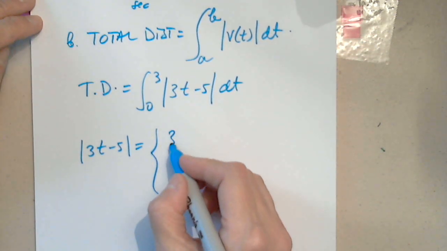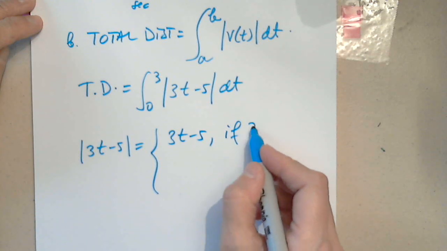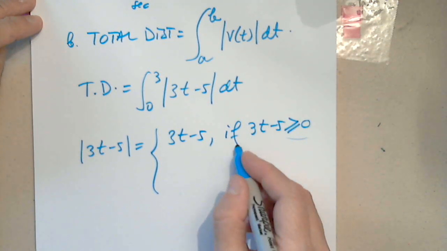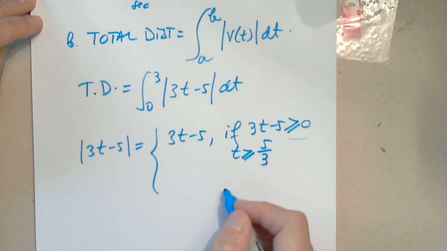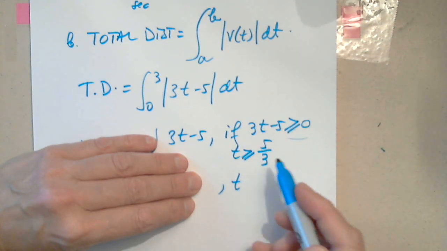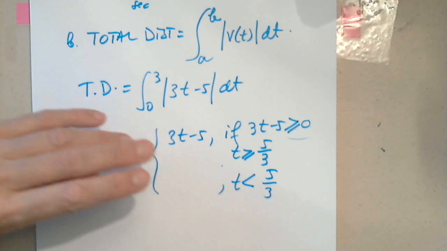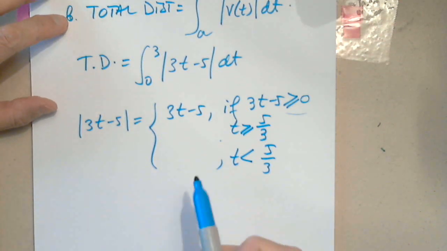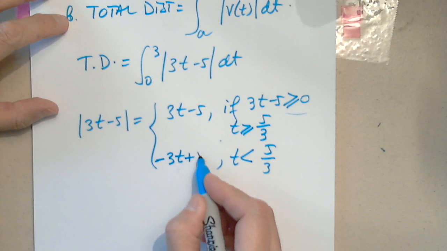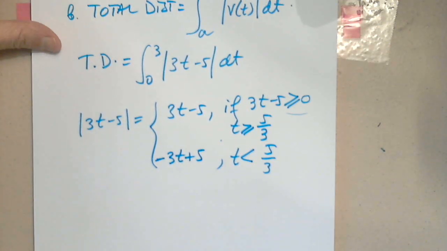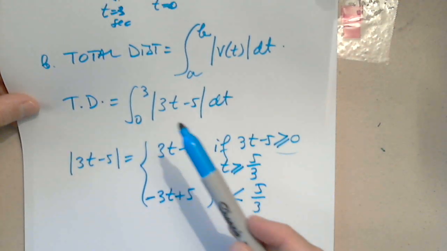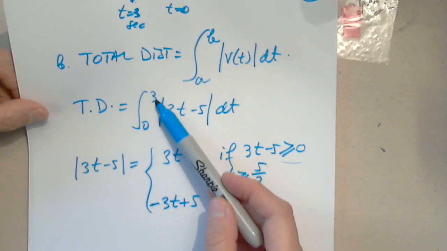One option is 3t minus 5 if 3t minus 5 is greater than or equal to 0. I move 5 and divide by 3. I don't ever solve the second one, because if this is to the right of 5/3, this must be to the left of 5/3. No questions there. But the second option is that negative is the opposite of what's inside. So as we see, 5 divided by 3 is somewhere in between 0 and 3.